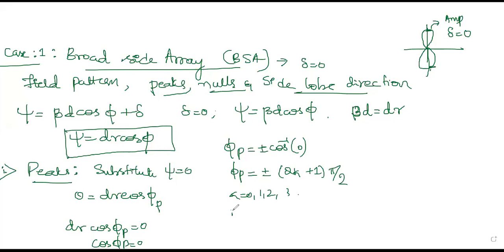Now consider k equal to 0. So phi peak will be equal to plus or minus pi by 2. This is the peak direction you get for a broadside array. The direction of maximum radiation is independent of the number of elements, because however many elements are given, you will get the peak direction only towards the perpendicular direction, since it's a broadside array. Till here it is fine. This is how to get the peaks. You have 4 cases, and everything follows the same. The problem also you have to do in this way itself. Clear?